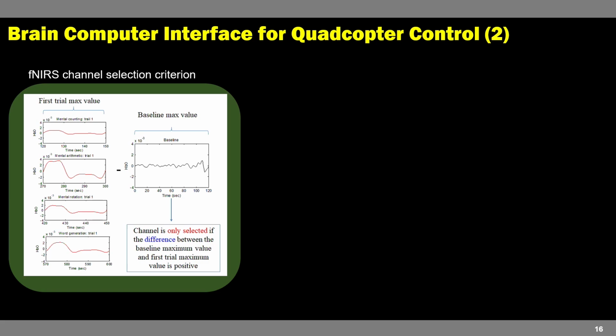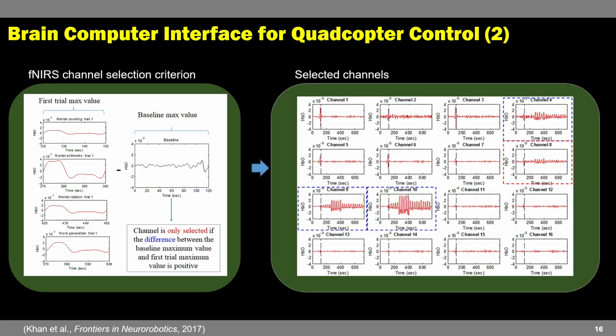So in that case, they select the region of interest in the baseline. If the difference between the baseline value and the first trial maximum value is positive, then that channel will be selected. So on the left side, even though they have 16 channels, you see only channel 4, channel 9, and channel 10 satisfy the criteria. So they select those for further analysis.